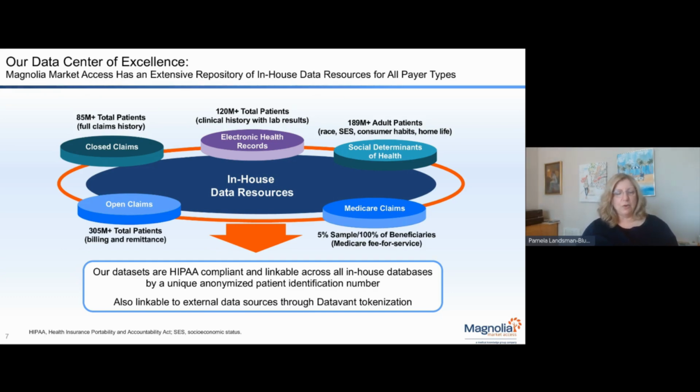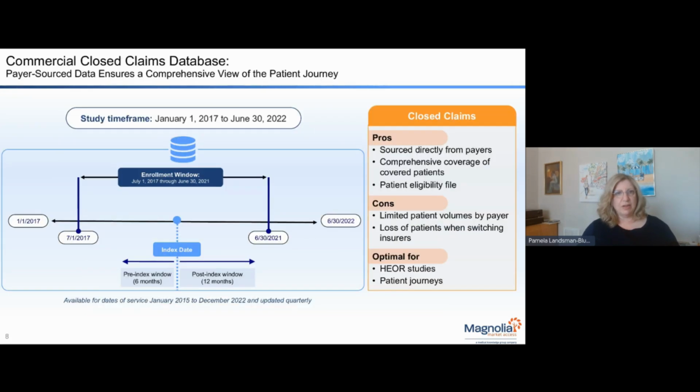And actually, the closed claims, the EHR, the SDOH, and our open claims already are linkable. And we have a unique anonymized patient identifier that is common across the 4 databases, so that we can link those and look at people who are in common in different combinations of databases. And we can also link these through DataVant tokens to external data sources, which we have also been doing because we already have those tokens available.